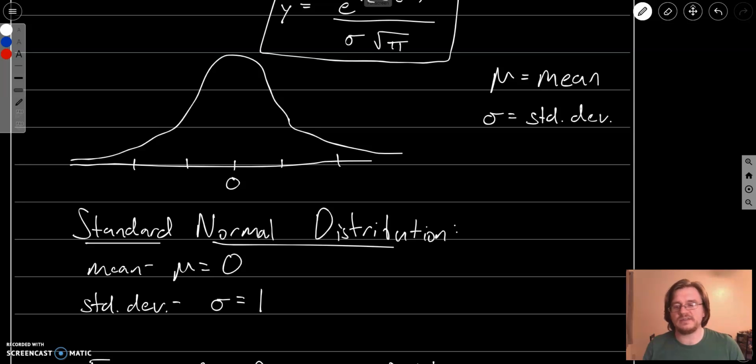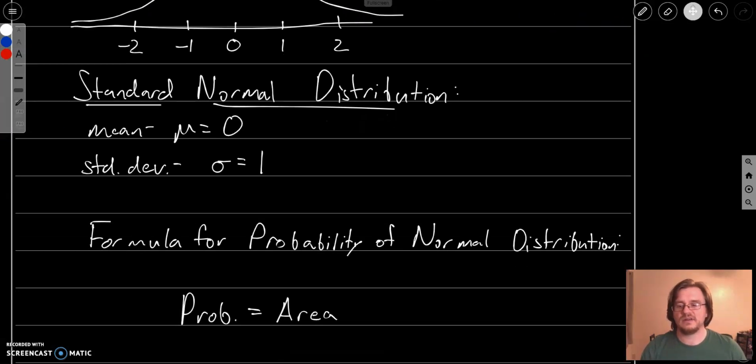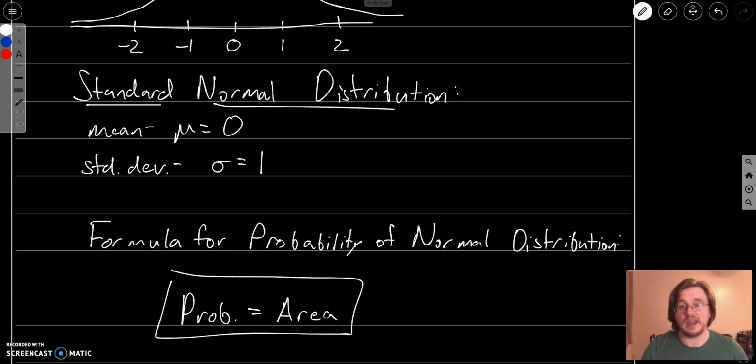So if I go 1 standard deviation above the mean, I'm at 1. If I go 2 standard deviations above the mean, I'm at 2. If I go 1 standard deviation below the mean, I'm at -1, and 2 standard deviations below the mean, I'm at -2. Again, 0 and 1 just make for a nice normal distribution. And these numbers down here, we will see pop up in different contexts, so it's nice to study just them in this section. Now, the probability for a normal distribution is still the area.